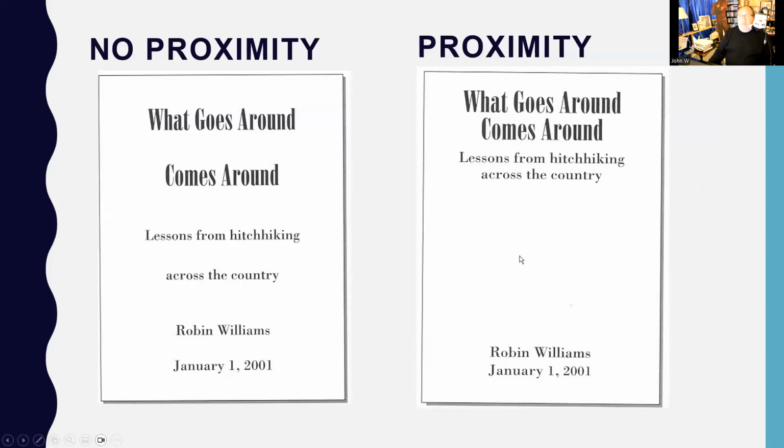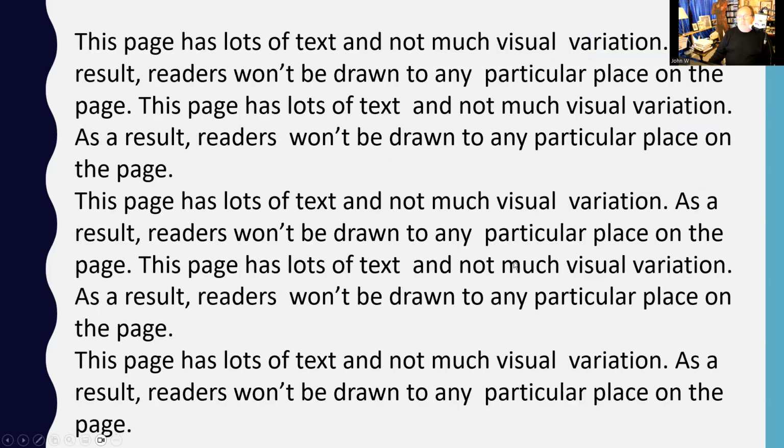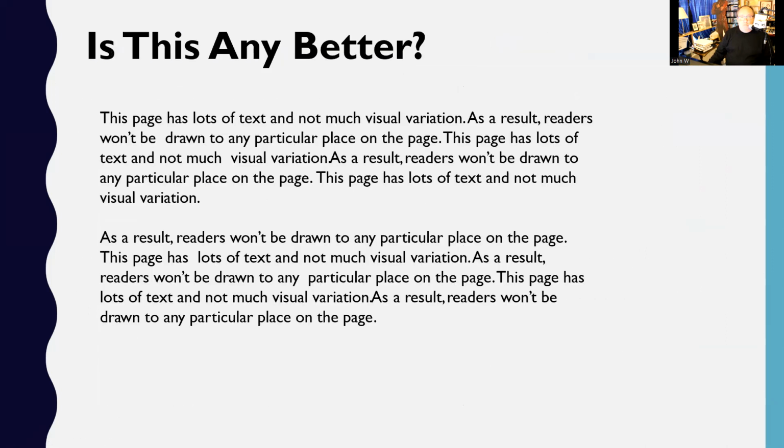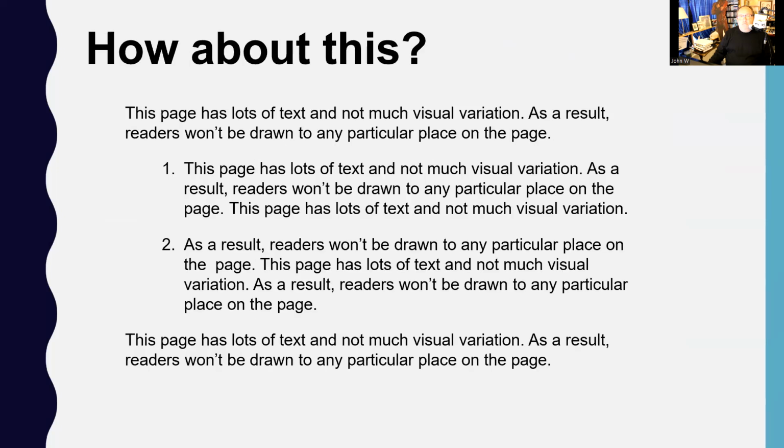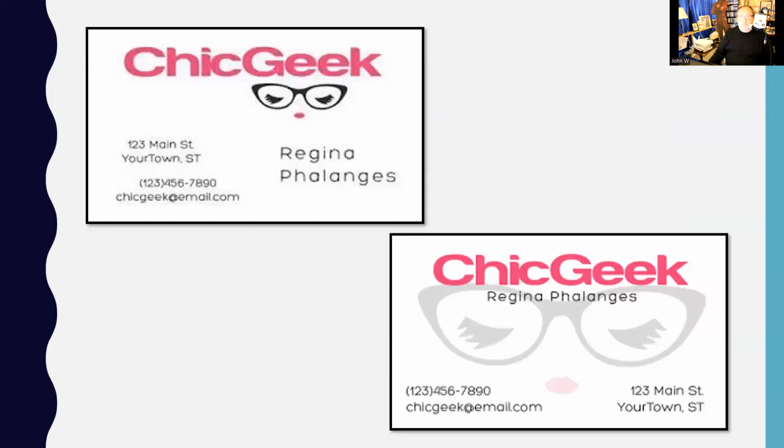No proximity. Proximity also makes things easy to read. This page has a lot of text, not much visual variation. As a result, readers won't be able to draw any particular meaning, and you're going to lose interest. This is better. This is even better. Which one of these is better? I think the one on the bottom.